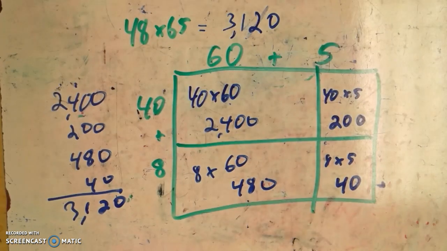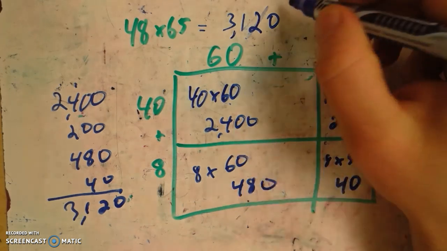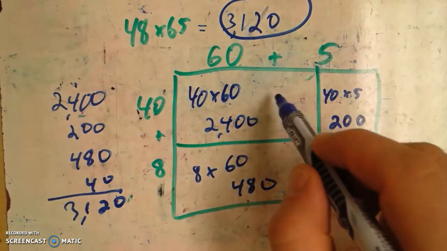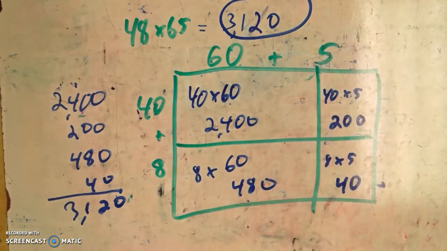So the answer to this problem is 3,120. You can look at all the steps that I have on my whiteboard right here. And hopefully you got the right answer. If you got 3,120, good job. You probably did all the steps correctly. All right. If you did not, I guess kind of look and see where was your mistake here. What did you do wrong?